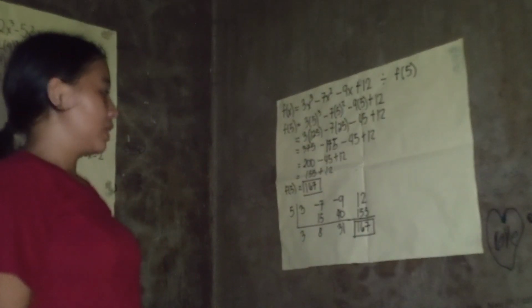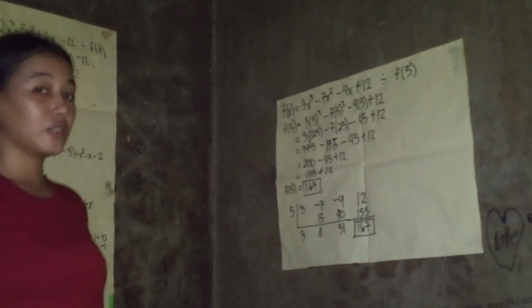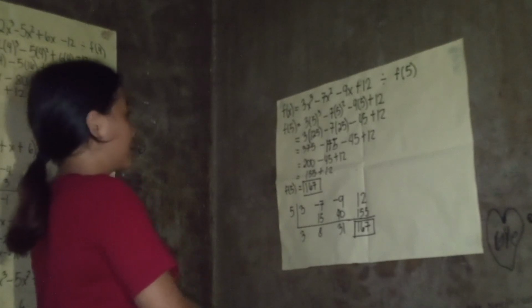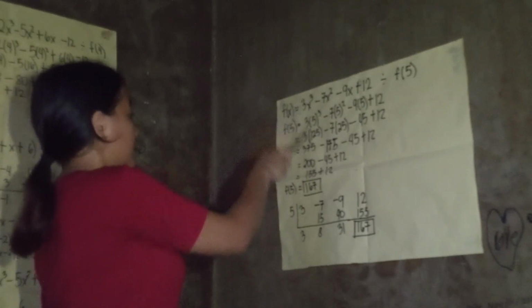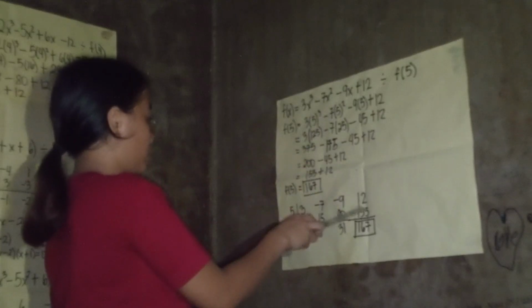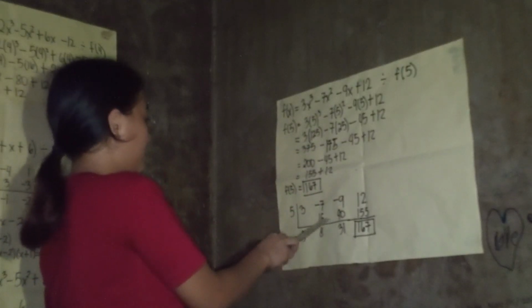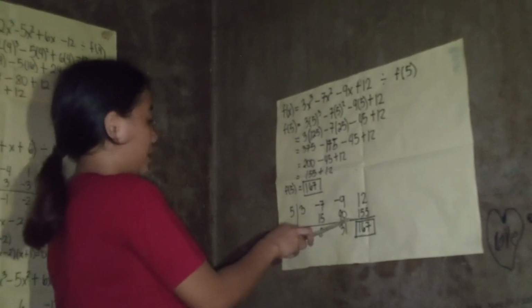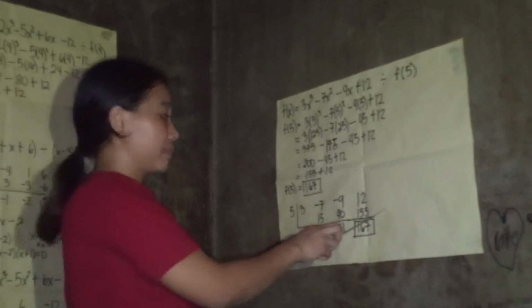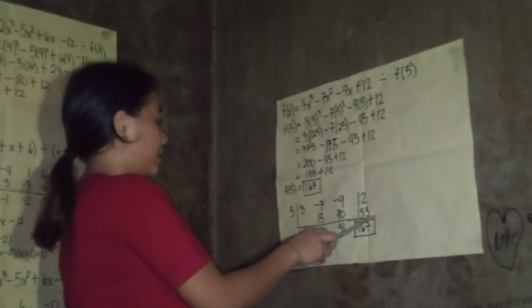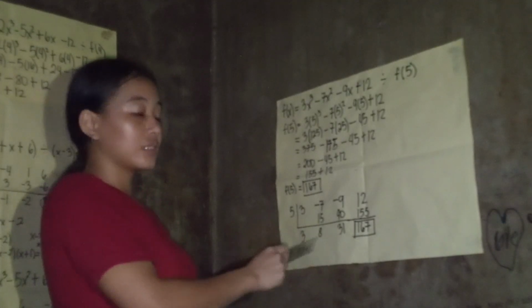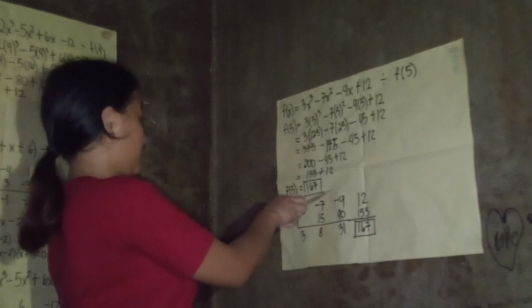So now I'll be using synthetic division to check if the answer is the same as the remainder in the remainder theorem. Our x is 5. Then we will get the 3 here, then negative 7, then negative 9, then positive 12. So we will bring down the 3. 3 times 5 is 15. So negative 7 plus 15 is 8. 8 times 5, 40. Negative 9 plus 40 is 31. 31 times 5 is 155. Positive 12 plus 155 is 167. So the remainder, by using synthetic division, is 167, same as the remainder in the remainder theorem.